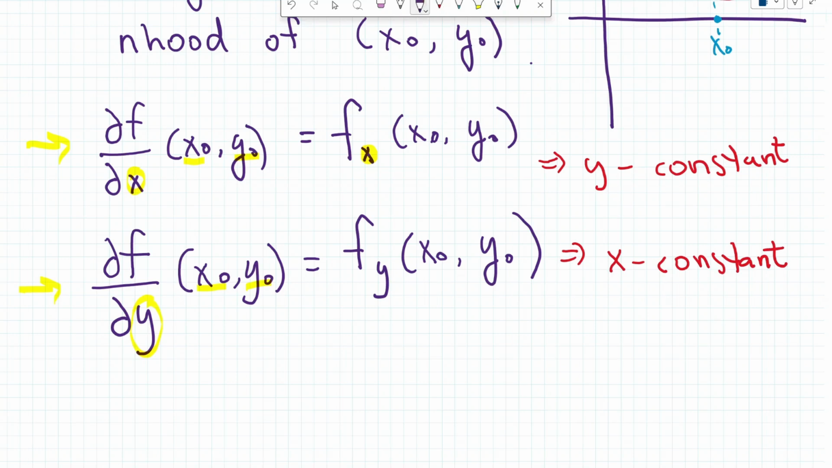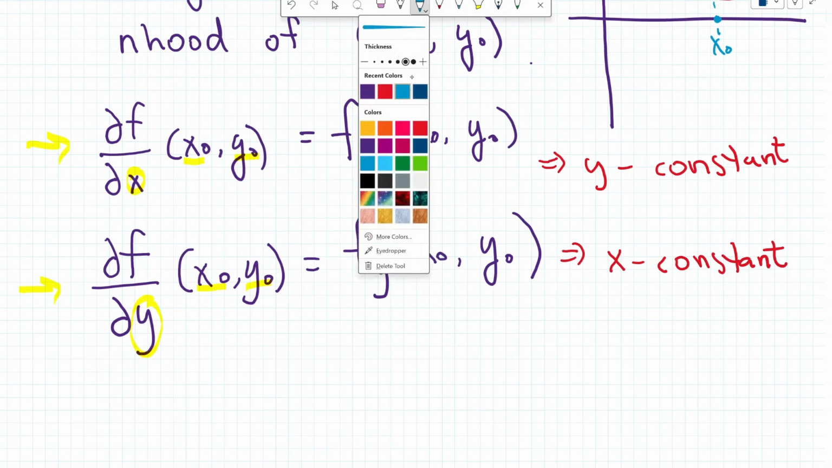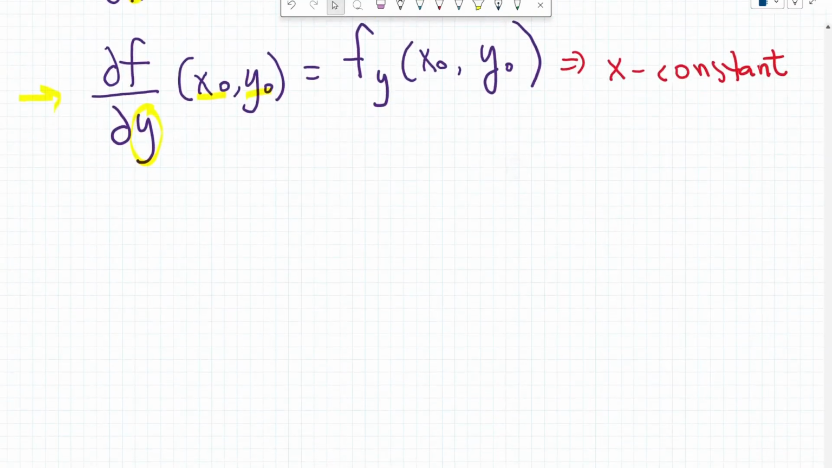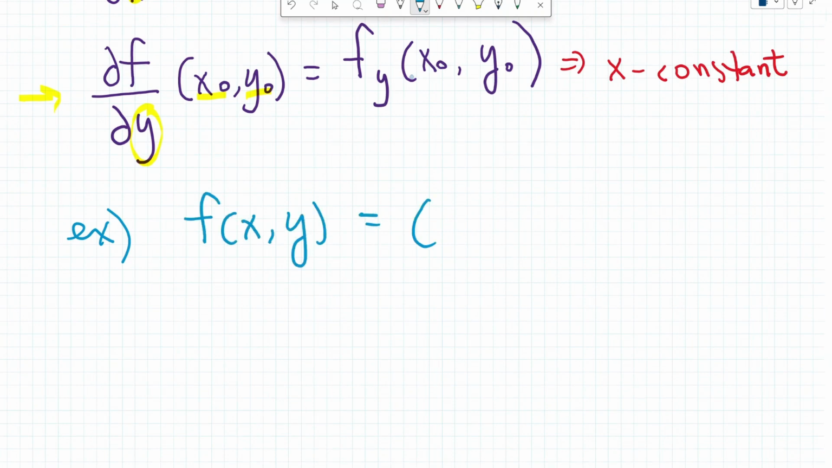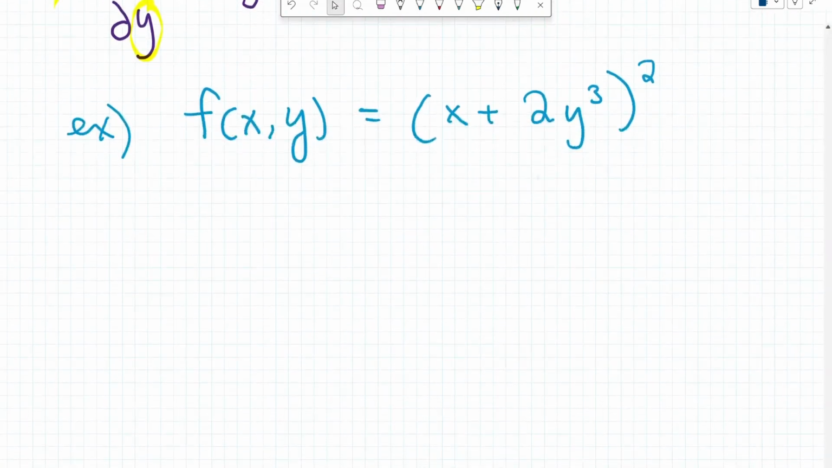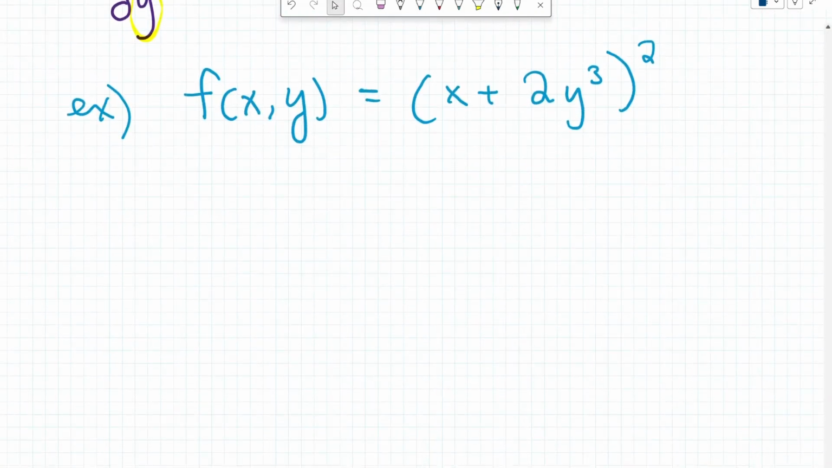So let's do an example so I can show you just how easy it is to calculate partial derivatives. For example, let's consider our multivariable function f of x and y equals (x plus 2y cubed) all squared. This right away should be screaming chain rule to you because we see that it has this exponent. So I'm going to show you how we can still use the chain rule, even in a partial derivative setting.